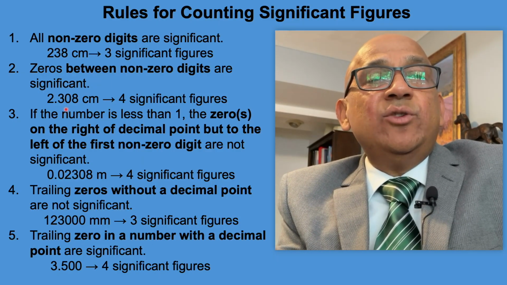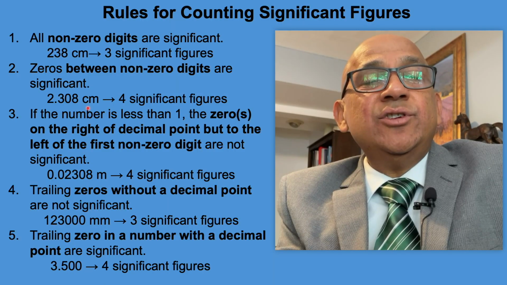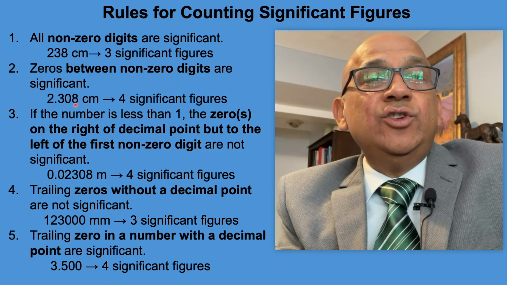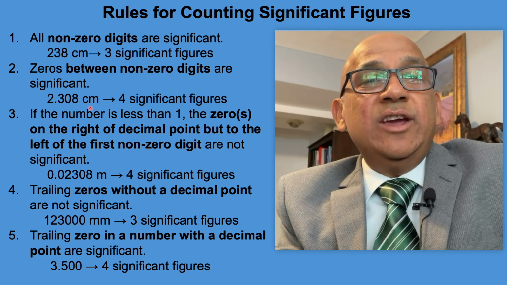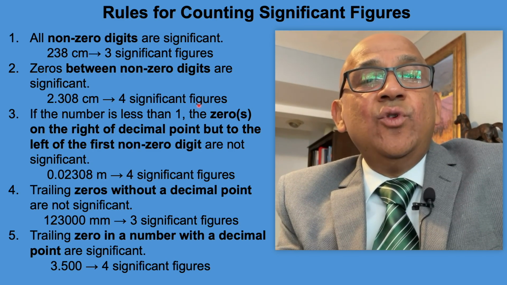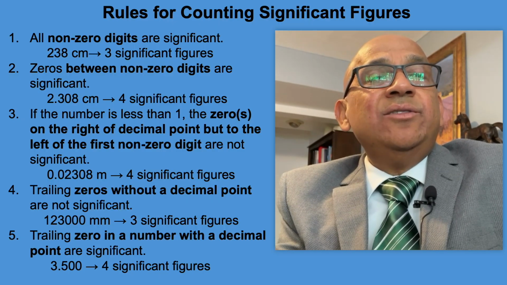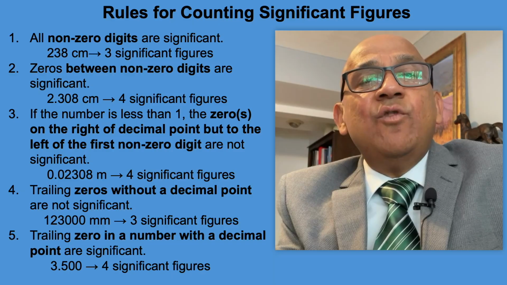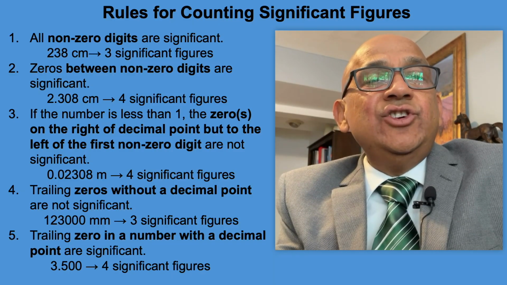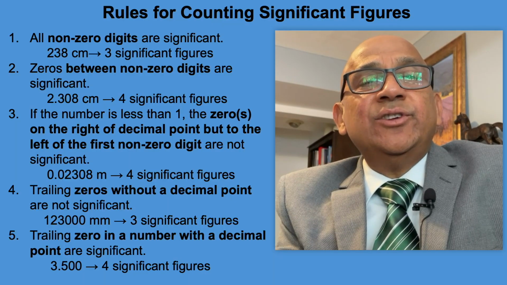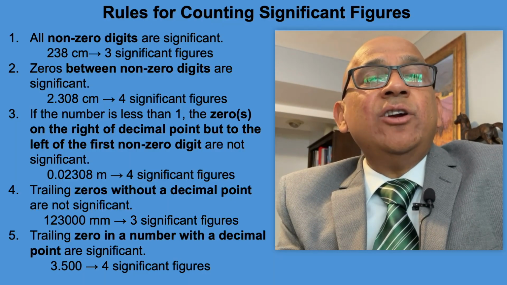So here in this number 2.308 centimeter, you see even though there is one zero, it is in between non-zero digits, so this is also significant. So this number has four significant digits. Rule number 3 is that if the number is less than 1, the zeros on the right of the decimal point but to the left of the first non-zero digit are not significant.